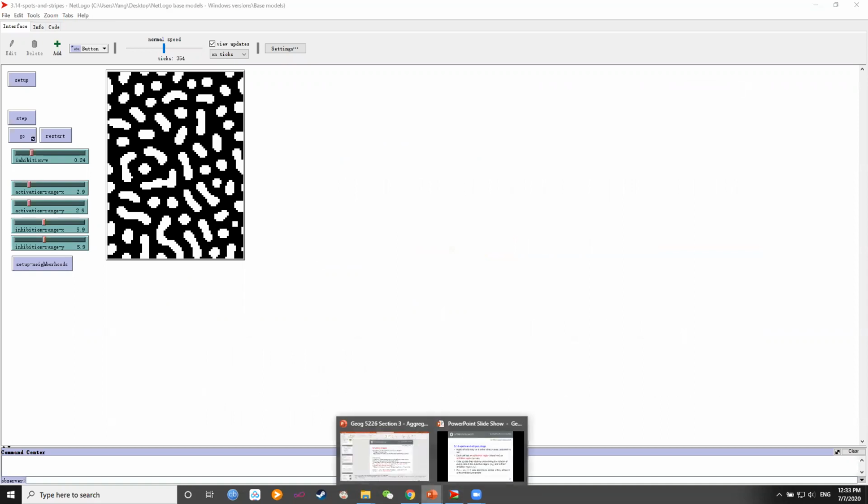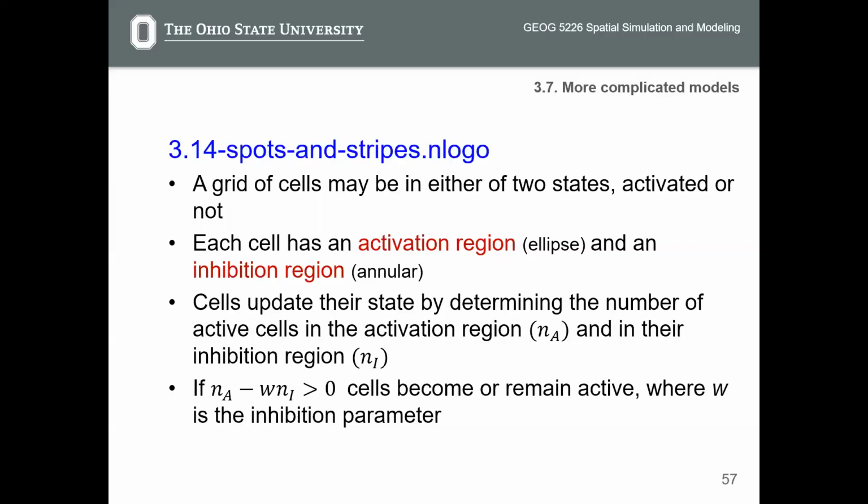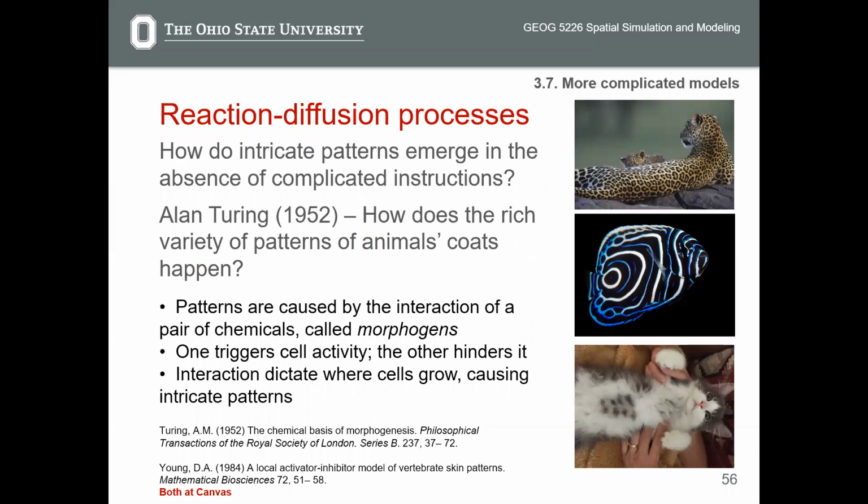Okay, so yeah, that's a more complex model. It's called reaction and diffusion. So there is a reaction to diffusion. One triggers cell activity, when cells are trying to spread out. They're trying to spread out. It's diffusion, and there is a reaction to this diffusion, and it is carried out by the other chemical, which hinders the spreading out of cells.